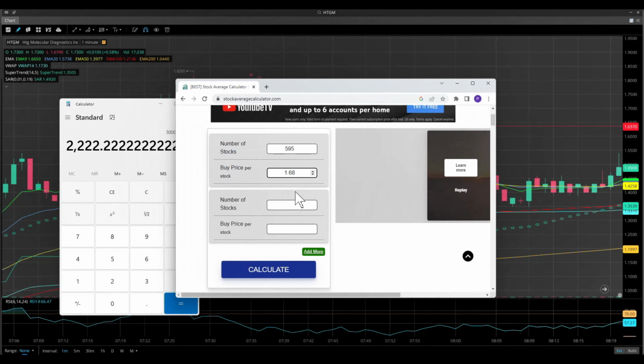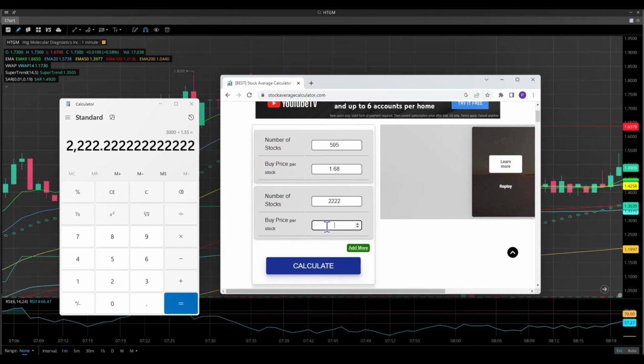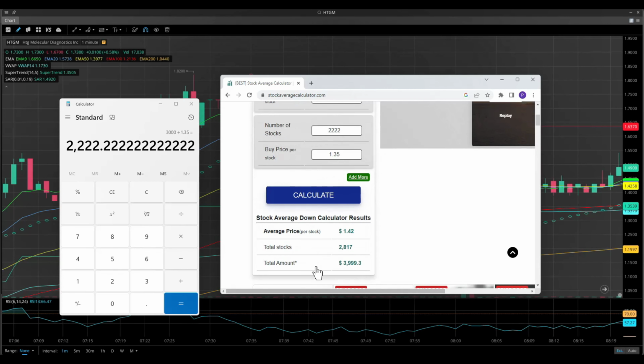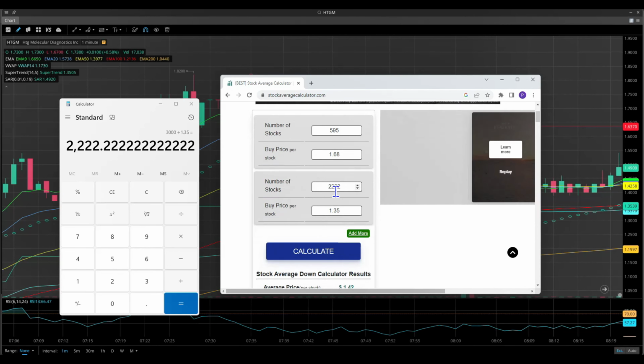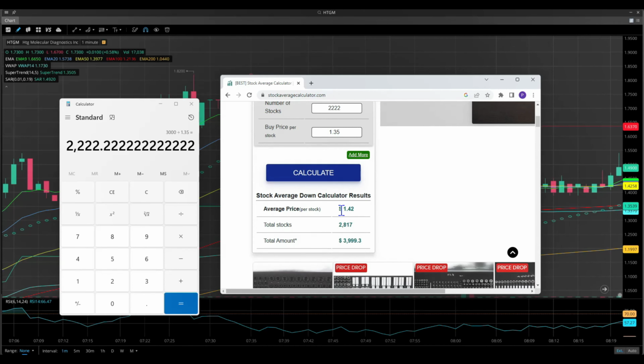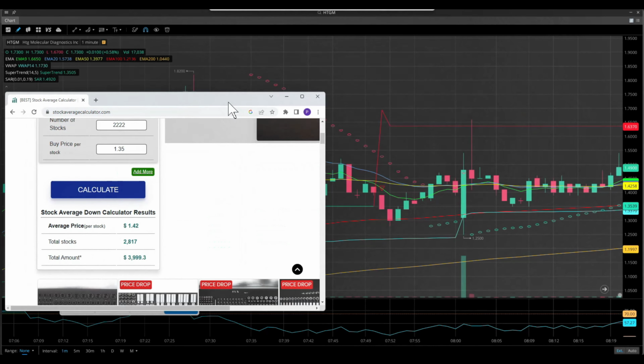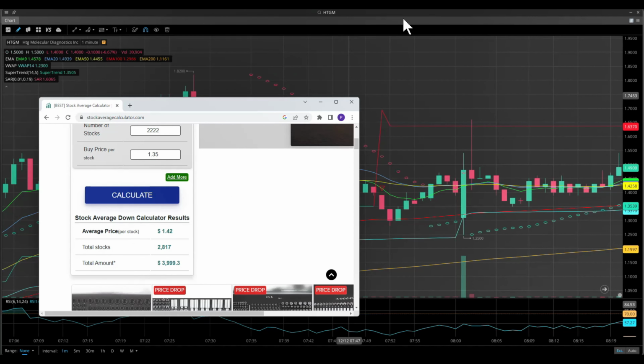And right here is 2,222 at $1.35. Calculate. Our new average price is $1.42. So from $1.68, we dropped it down to $1.42 with 2,817 shares, $3,999.30 total invested on our position. $1.42.